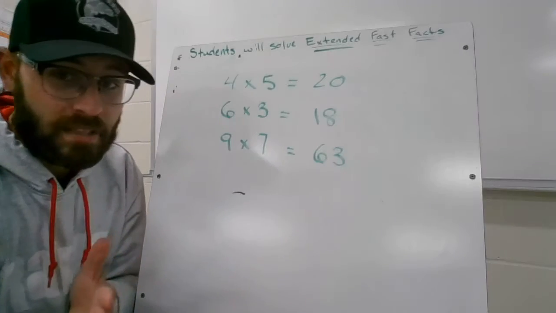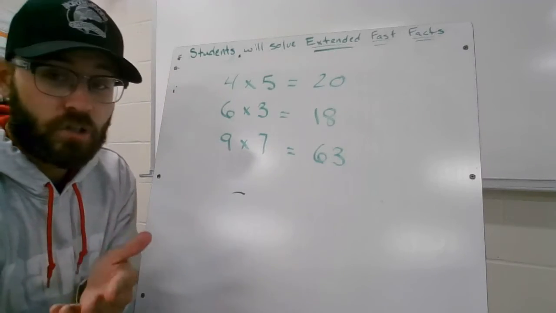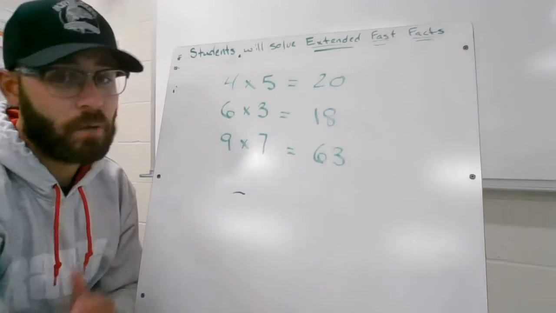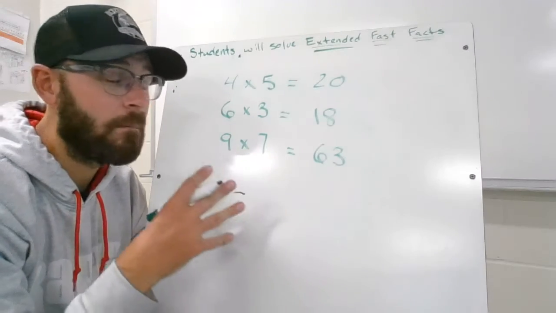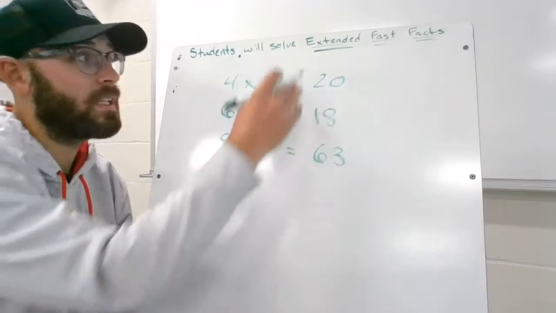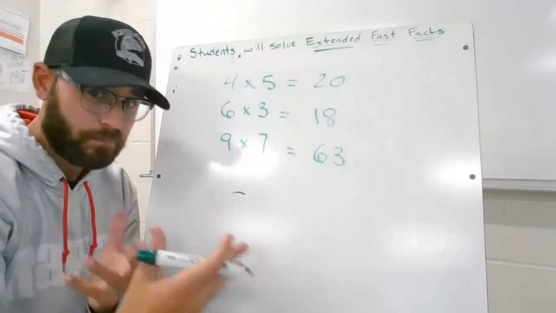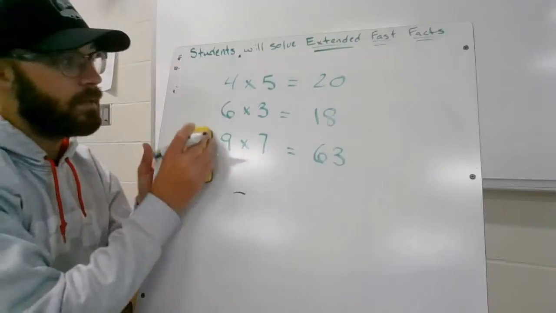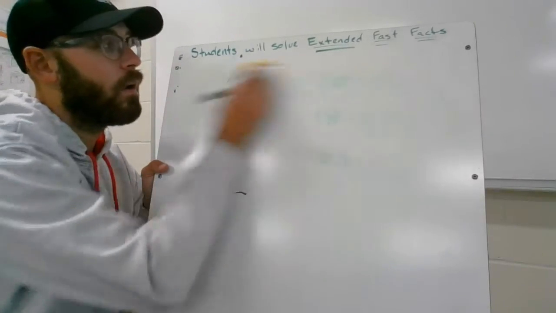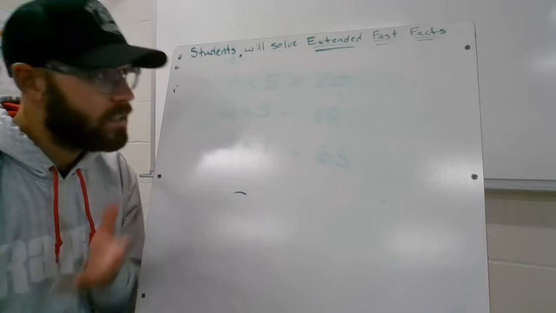If you don't have those down really well yet, I would encourage you to make some flashcards at home and really practice your fast facts until you know them like the back of your hand. It is such a big skill to have before we go into things like extended fast facts or multiplying larger digit numbers. I'm going to move on from this. Now, those are your fast facts.